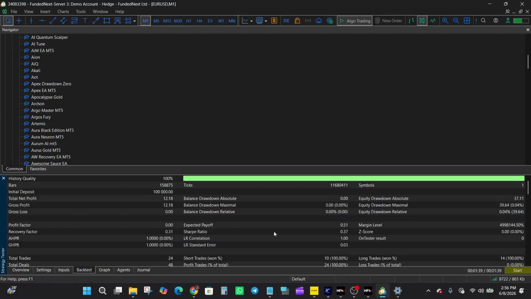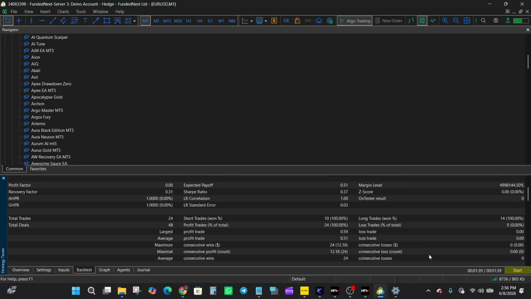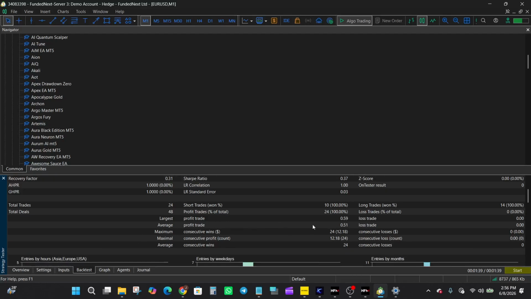All right, so looking at the results, we can see that from an initial deposit of $100,000, the total net profit was $12.18, and the total trades taken were 24. Short trades were 10, 100% win rate. Long trades were 14, 100% win rate. So the largest profit was 0.59, average profit 0.51. This tells me that this is a scalping EA. All 24 trades were profitable, and not a single trade was up to $1 profit.